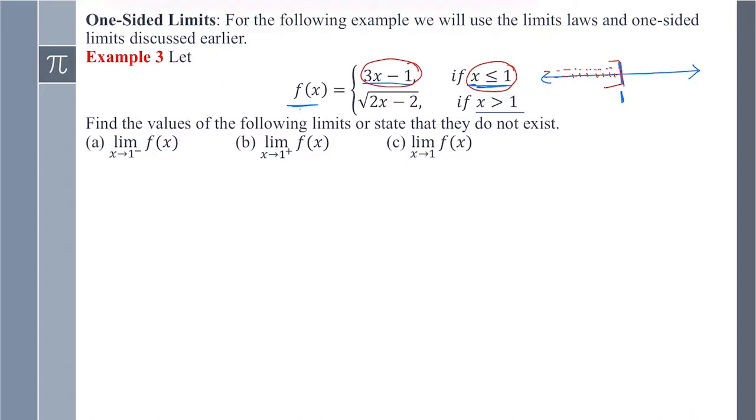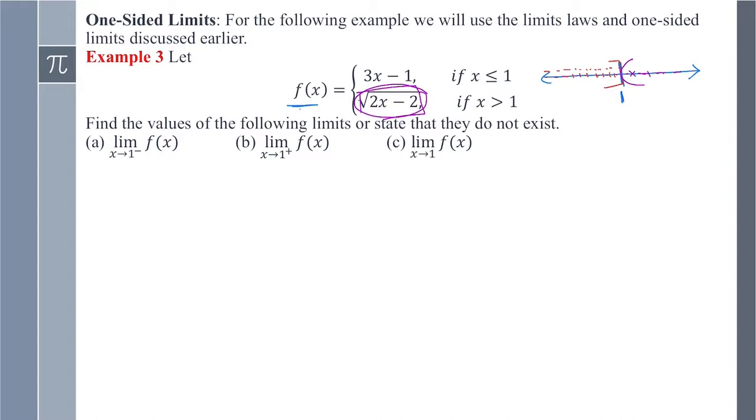Similarly, if x values are greater than 1, in this one 1 is not included. If we have 1, then we have to use the first piece. So if the x values are greater than 1, then we are going to use the second piece of the function. So this is very important that you understand the piecewise function. Now let's go ahead and evaluate the first limit.